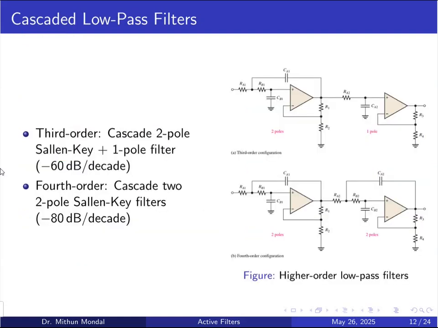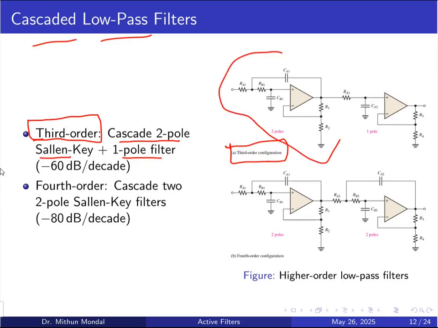Now the low pass filter can be cascaded. So multiple low pass filters can be connected together. For example, if you want to form a third order low pass filter, then basically we are required to form the cascaded two pole Sallen-Key filter plus one pole filter. So here you can see the third order configuration where we are basically having this as the two pole, and then you have the one pole.